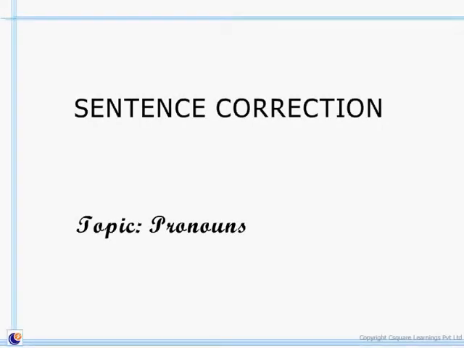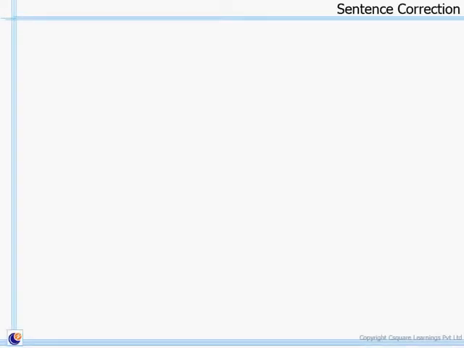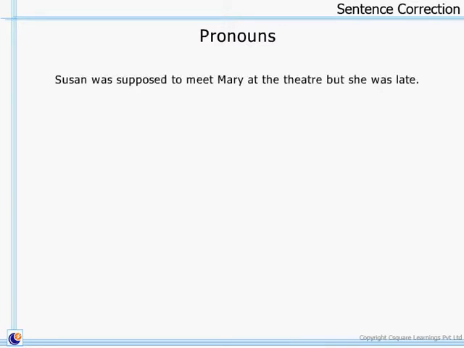Our topic for this session is pronouns. To understand the rules of pronouns, let us take a sentence first. Susan was supposed to meet Mary at the theater, but she was late. In this sentence, the pronoun is she.